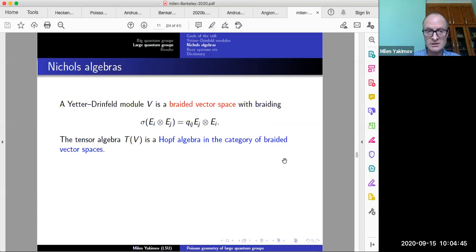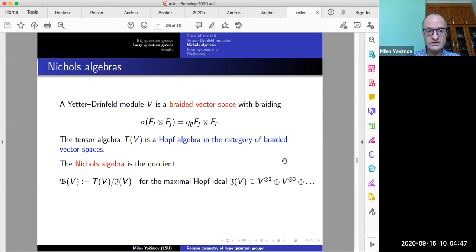object. And just like all the time, this free object has a universal quotient that's called the Nichols algebra. It's the tensor algebra quotiented by the maximal ideal that lives in degrees higher than 2. So this is the Nichols algebra. It's the universal maximal quotient of the tensor algebra.